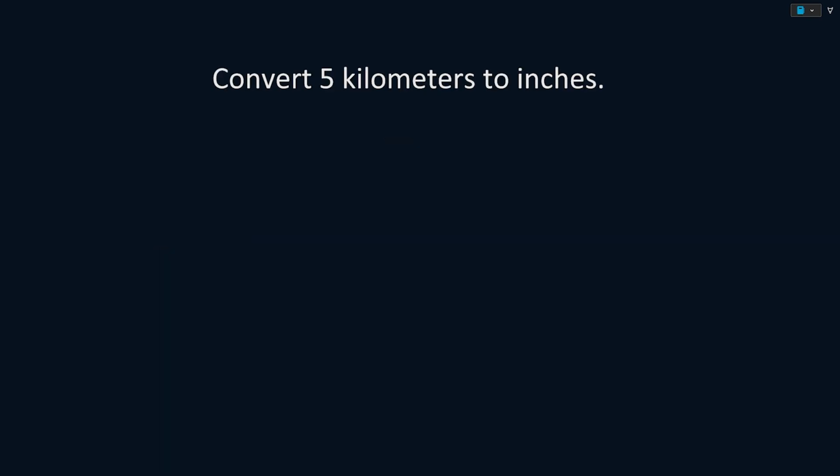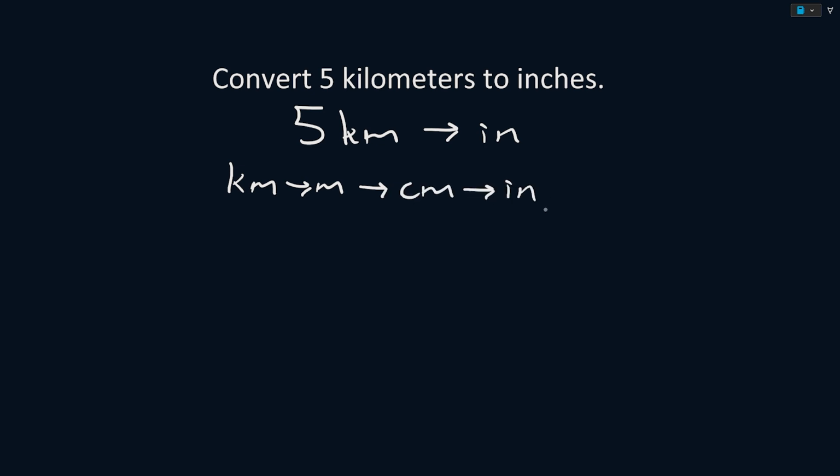Convert 5 kilometers to inches. First, we need to identify our variables. We were given 5 kilometers, and we want to convert them into inches. Then we need to map our path, which is first from kilometers to meters, then from meters to centimeters, and then we can convert from centimeters into inches.